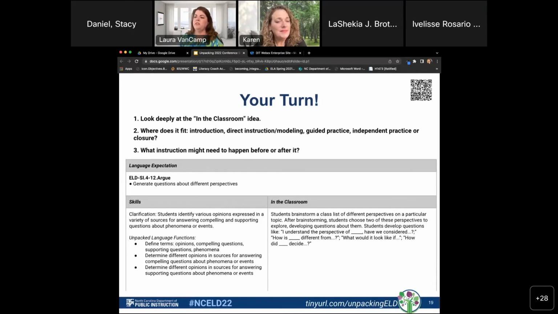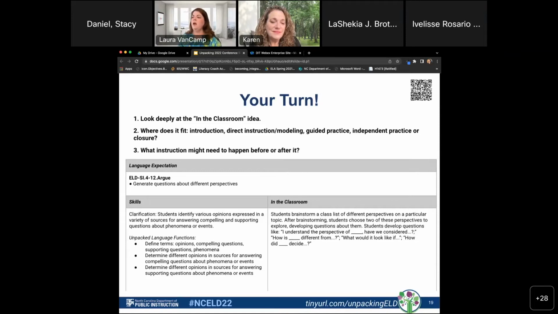The unpack language functions: we're defining what is an opinion, compelling questions, supporting questions, phenomena. How do we determine different opinions in answering those compelling questions? All right. On the right, we've got our in the classroom idea. Students brainstorm a class list of different perspectives on a particular topic. After brainstorming, students choose 2 of these perspectives to explore, developing questions about them. Students develop questions like, I understand the perspective of blank. Have we considered blank? Or how is blank different from blank?